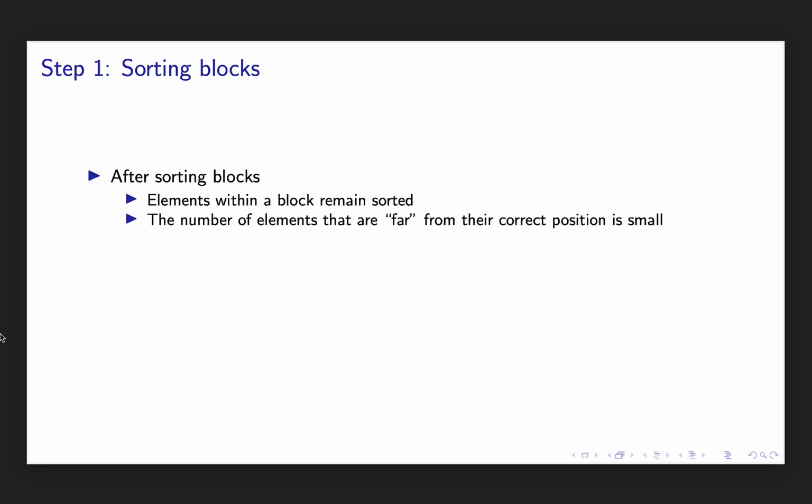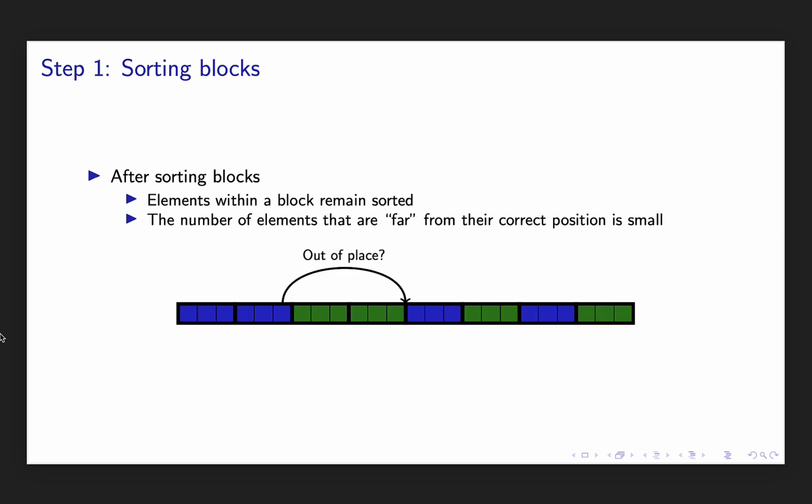And after this sorting procedure, we have that the elements within a block are sorted, and we can prove that the number of elements that are somehow far from their correct position in the truly sorted list is not very large. Because it is possible that some of the elements are out of place. For example, this blue element maybe belongs after this section of two blocks of green elements. But essentially, this is the only way an element can be far out of place. For example, if a blue element is going to be very far out of place, it needs to jump essentially across a few blocks of green elements, and there aren't that many ways that can happen.